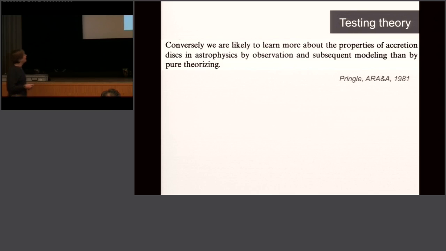And at the end of that, he summarized a lot of theory about disks, but finishes with the point that just thinking about theory is not sufficient, and we are likely to learn more about the properties of accretion disks by observation and modeling than by pure theorizing. Okay? So he was talking about disks in cataclysmic variables and X-ray binaries and places like that.